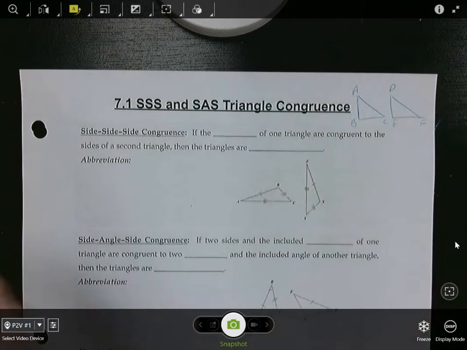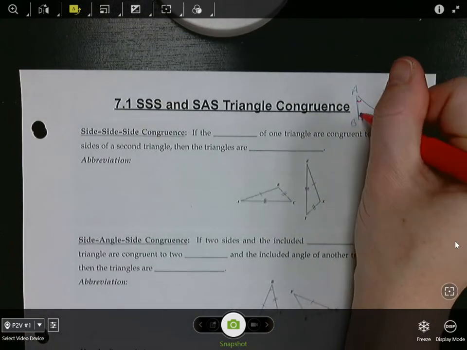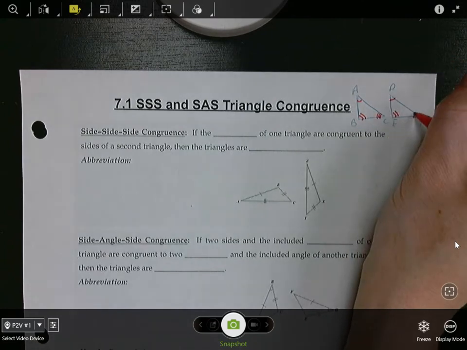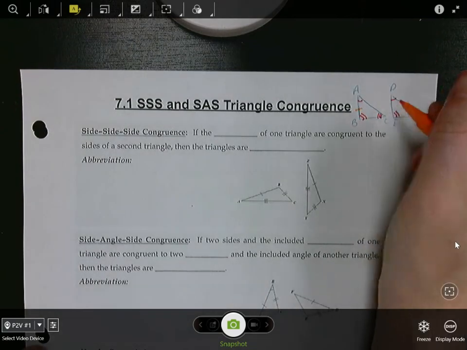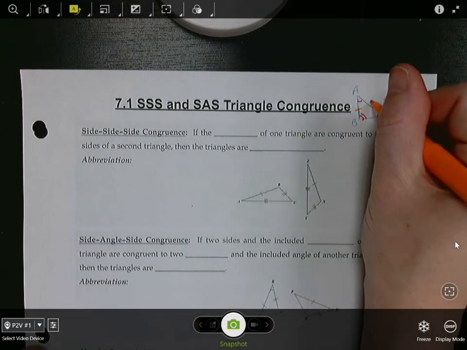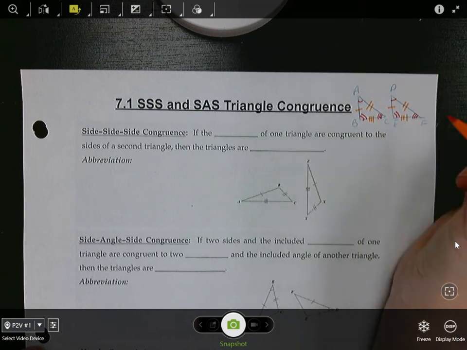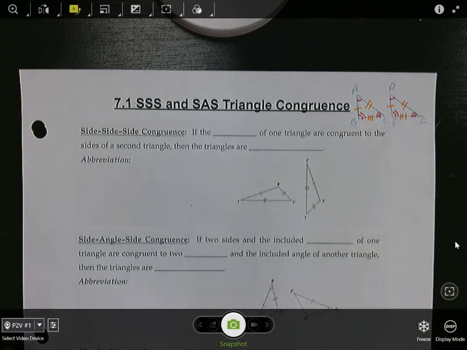Okay, so you would have to prove that angles A and D would be congruent, B and E, and C and F. And then you would also have to prove that the sides were congruent. So AB and DE, AC and DF, and BC and EF. You would have to go through all of that. All three sides and all three angles congruent.